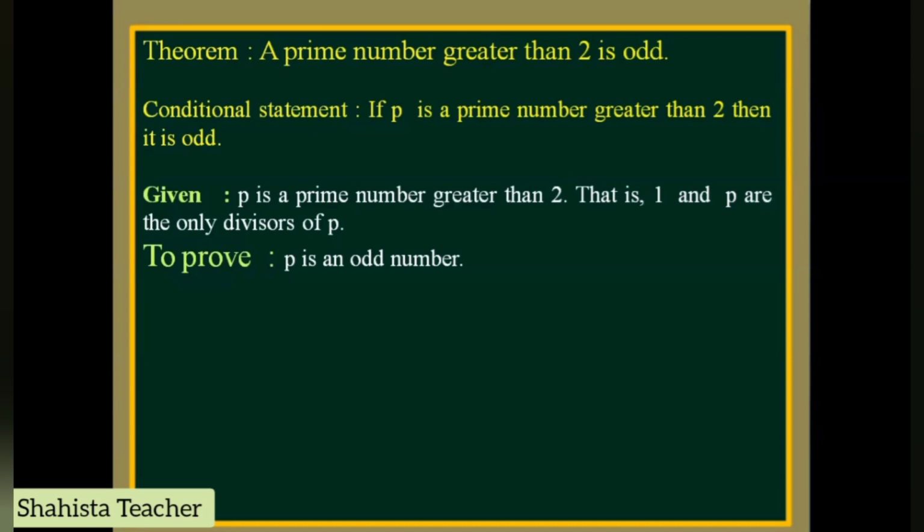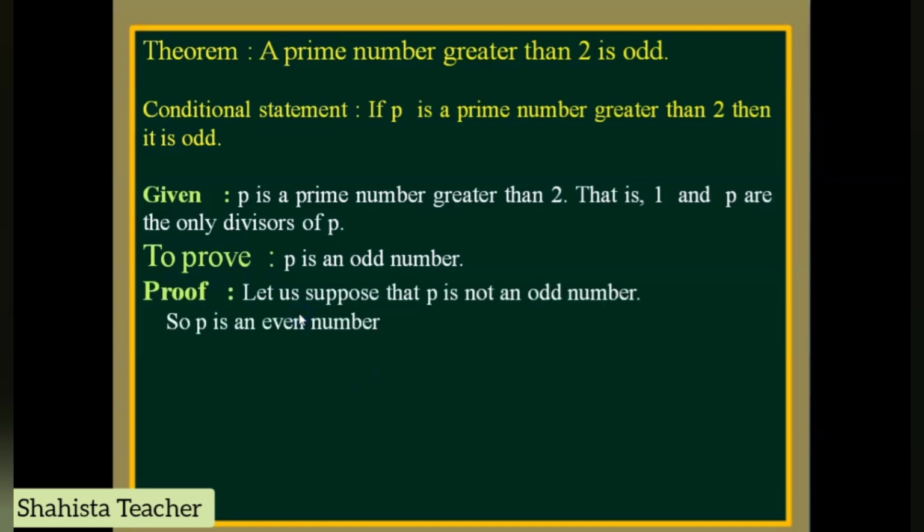So here we will write, let us suppose that p is not an odd number. This is an assumption, so here I have written suppose. Let us suppose that p is not an odd number. So p is an even number. Why is a prime number an even number? Because 2 is an even prime number. That is why p is an even number.